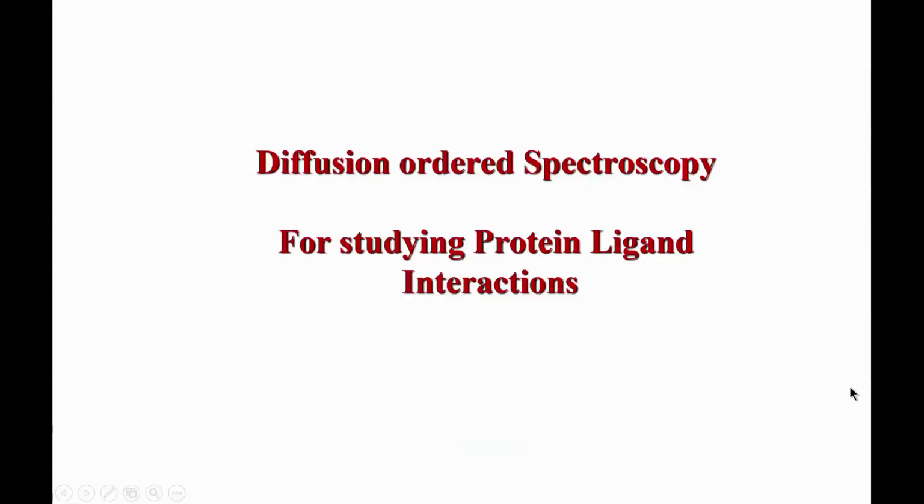So, we will look at a method for determining the interaction between protein and ligand. This is based on what is called translational diffusion. This is a very popular method in NMR spectroscopy, known as diffusion ordered spectroscopy. We will see how that can be used for determining the interaction of a ligand, a small molecule, with a larger molecule such as a protein.